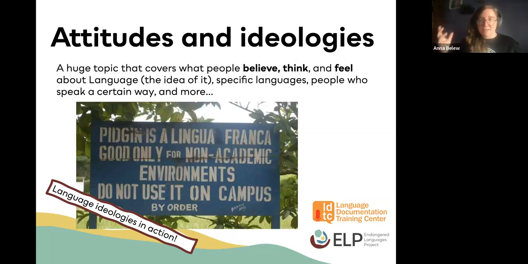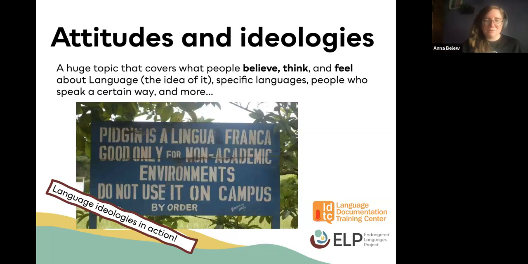And again, these can be conscious, these can be things that you could articulate if you were asked about them. And they may be unconscious, right? Things that you never explicitly think about, but that are always kind of running in the back of your mind that shape how you talk.